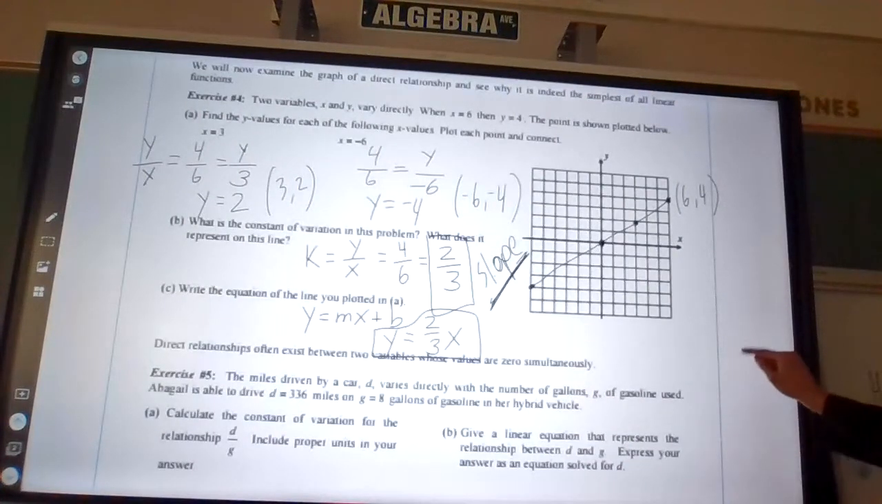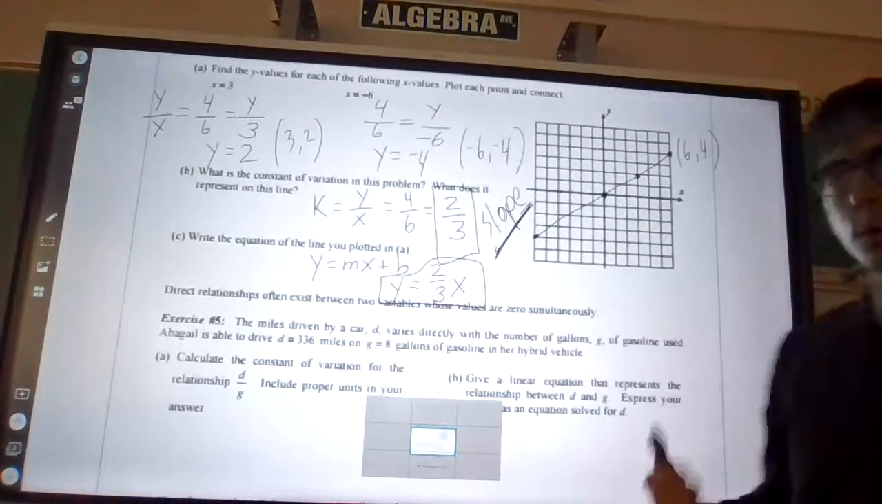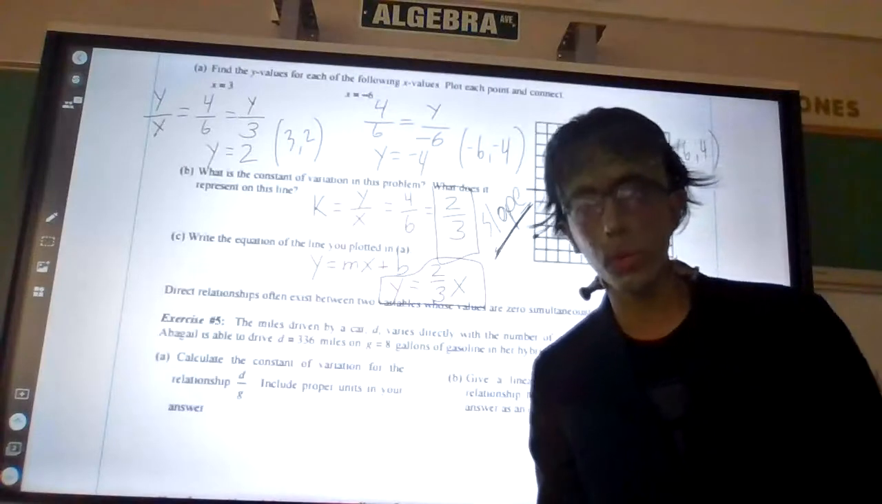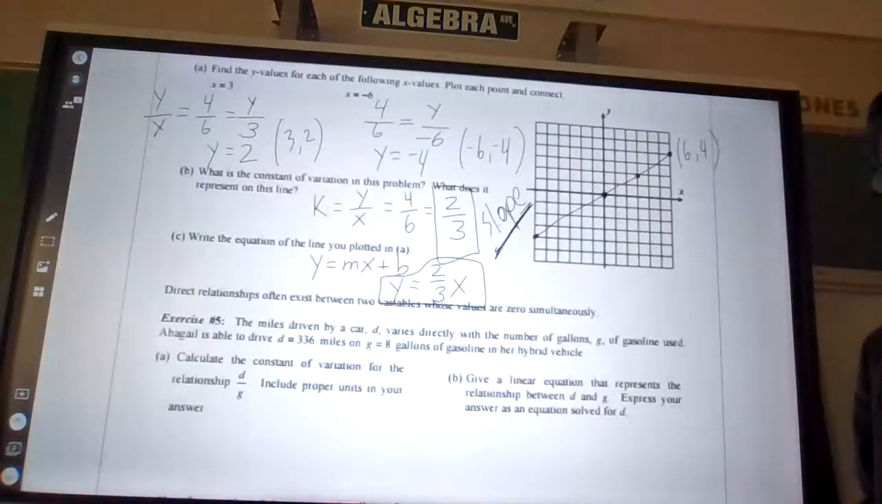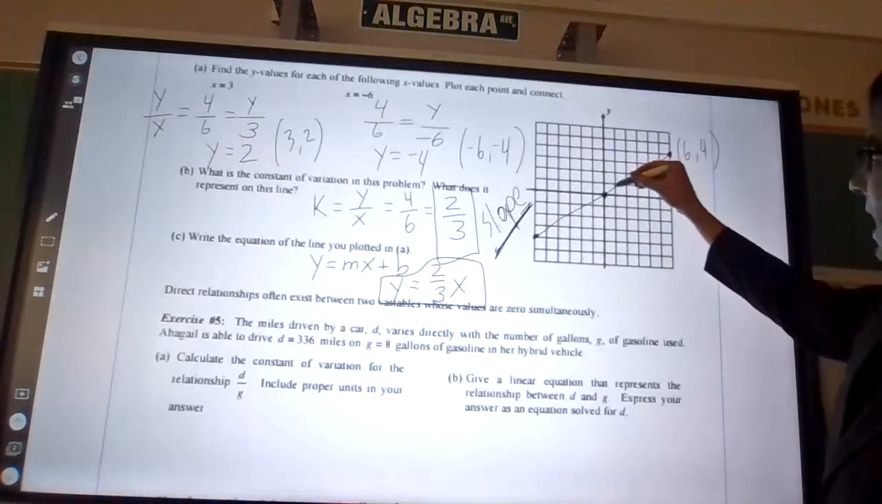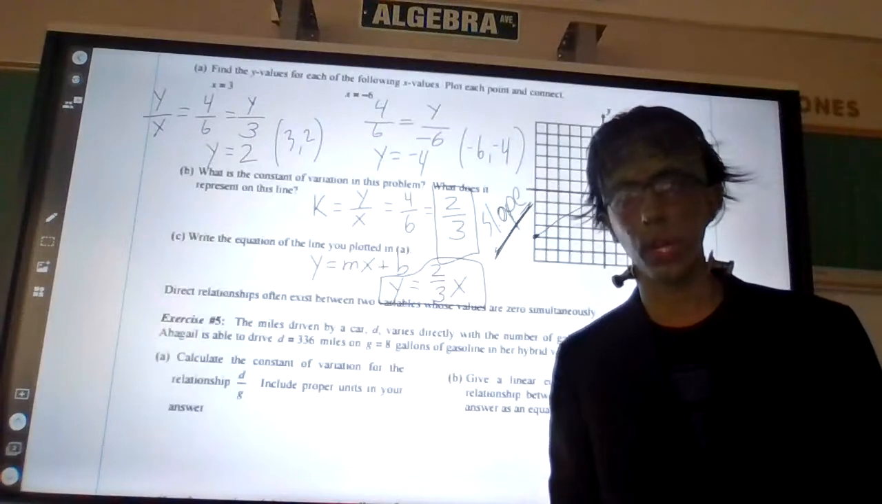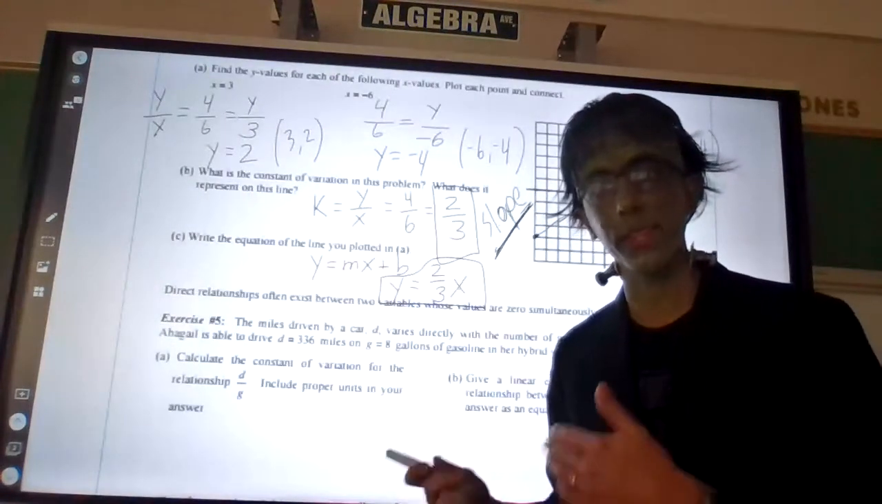All right? And a nice little note there says direct relationships often exist between two variables whose values are 0 simultaneously. And that's what's happening at the origin here. X and Y are both 0. Their values are 0 at the same time.